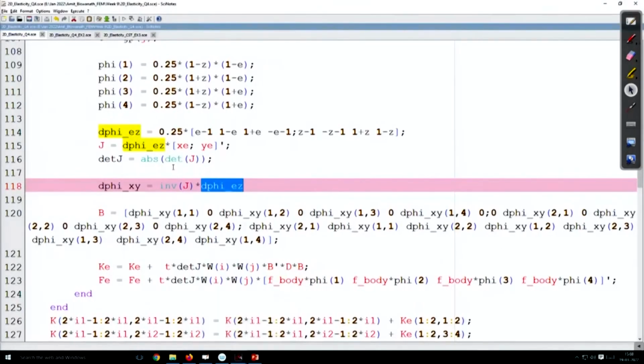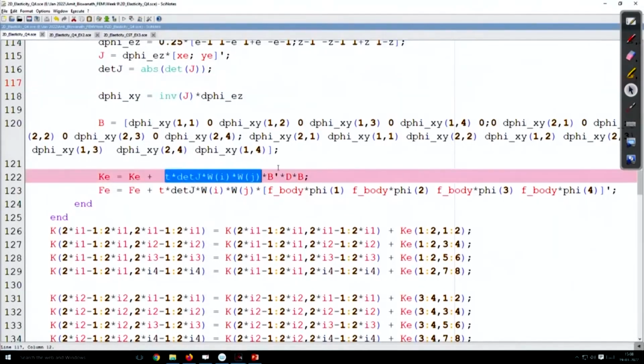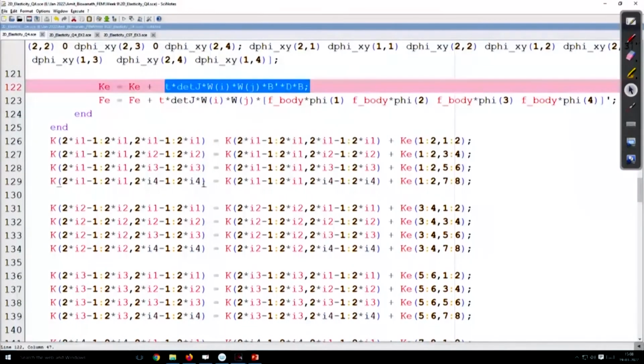So once this is done, the rest of the procedure is the same. We now have the B matrix, and then the stiffness matrix will give you this. The stiffness matrix is not constant, so we have to evaluate this entire thing at every integration point, multiply by the weights, and then sum them to get the total stiffness matrix for the element.